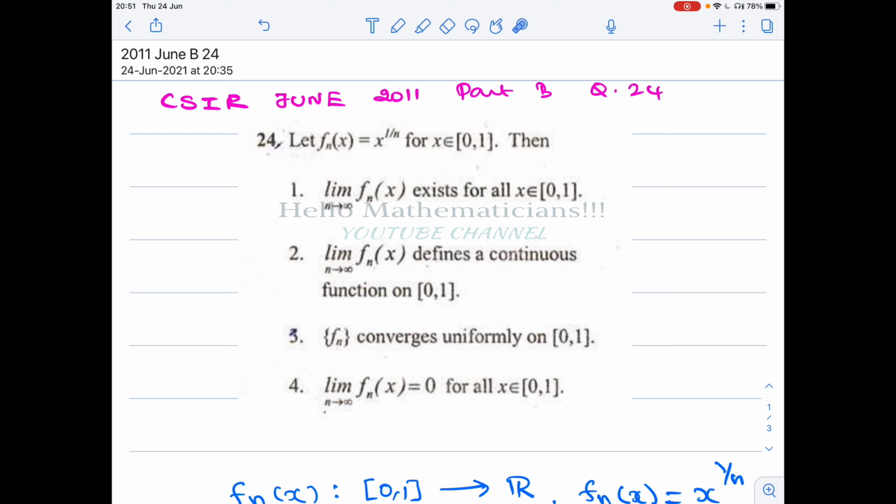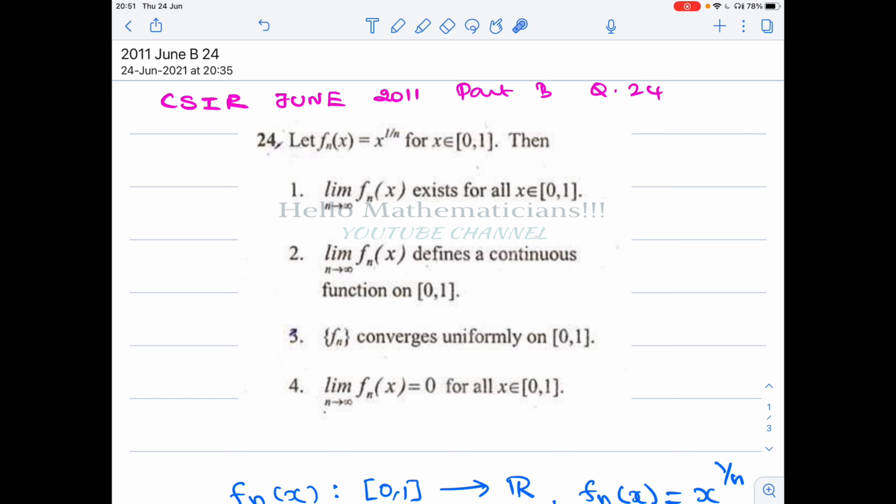So it is a part B problem, and fn of x is defined to be x power 1 by n, defined on the closed interval 0 comma 1. The option is: limit n tends to infinity fn of x exists for all x belongs to closed 0 comma 1. That means that you fix an x belonging to closed 0 comma 1, and then you put limit n tends to infinity.